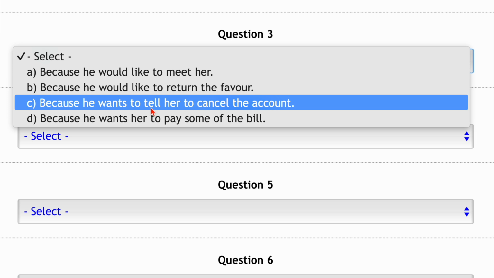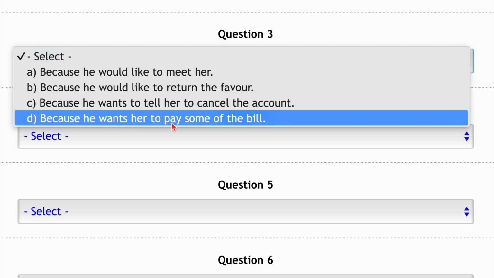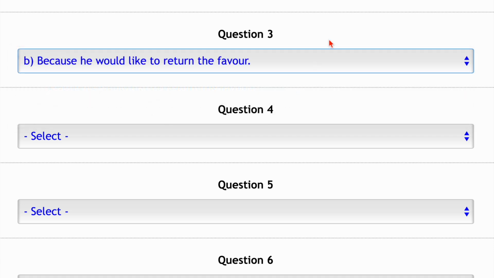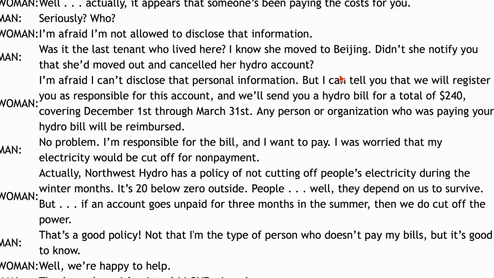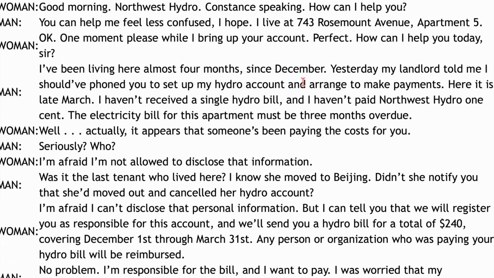Maybe because he wants to tell her to cancel the account. Maybe because he wants her to pay some of the bill. I think she already paid. And I think it's this one here. Let's look back. Okay.